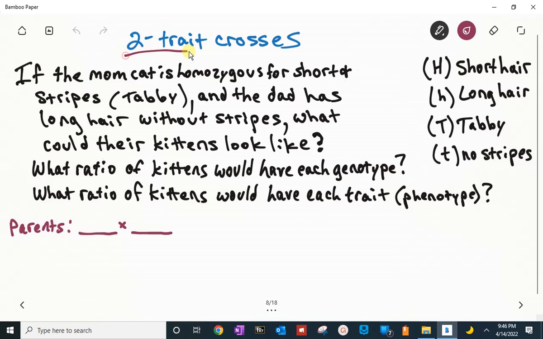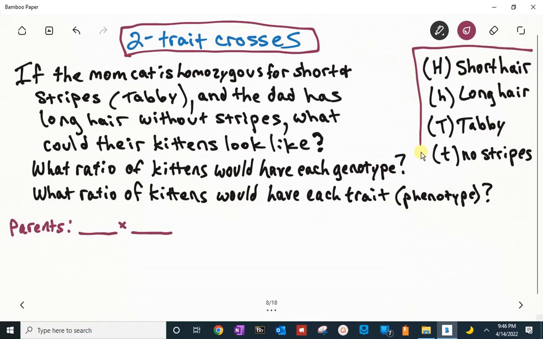Let's move on to two trait crosses. And somehow these traits get stuck together, and so they cross together. So over here we have our key. We have what we dealt with in the last several problems.